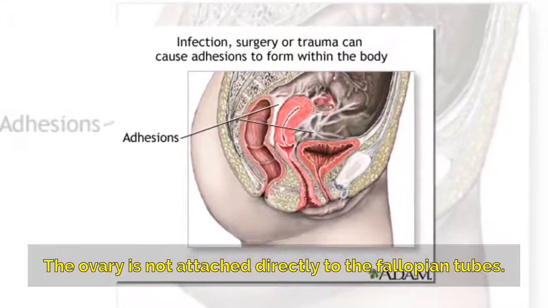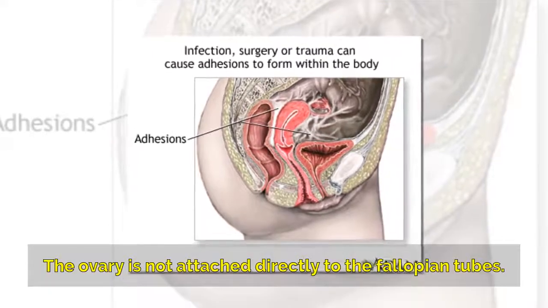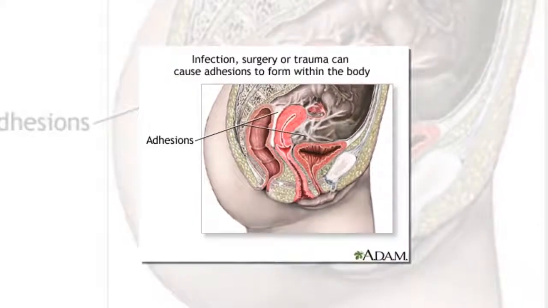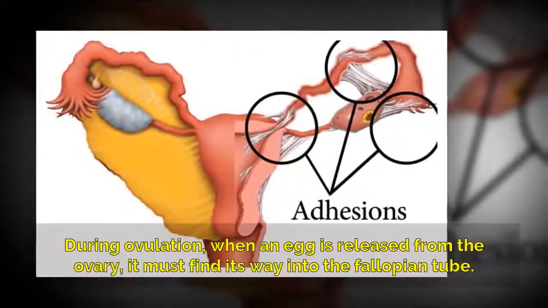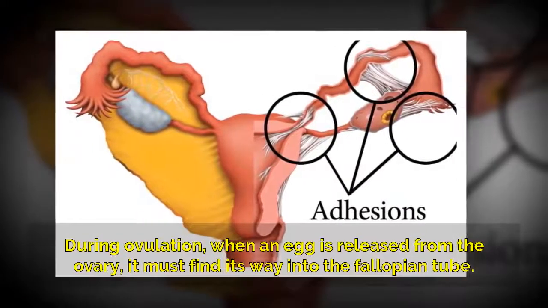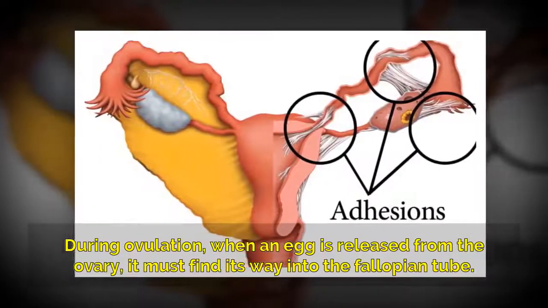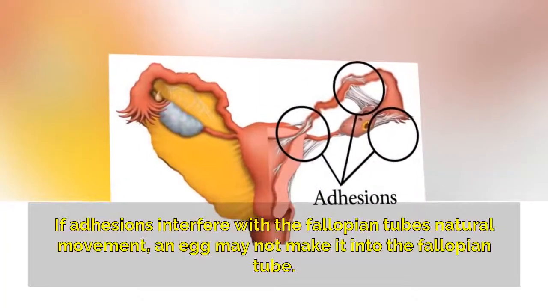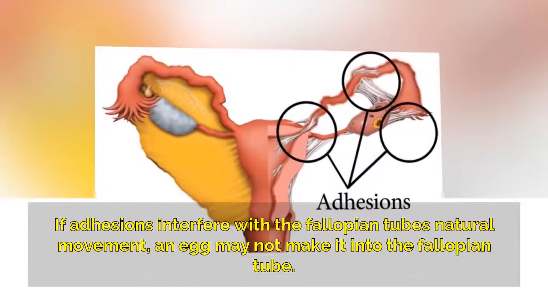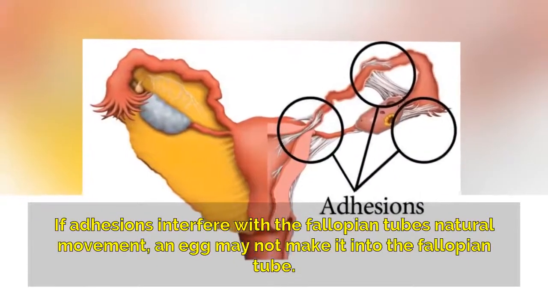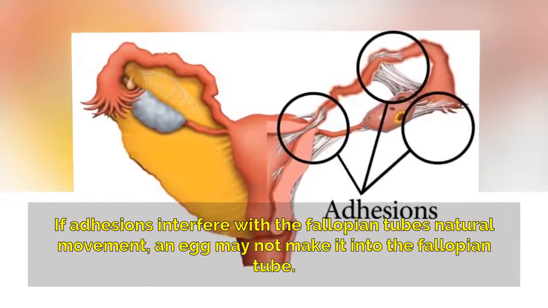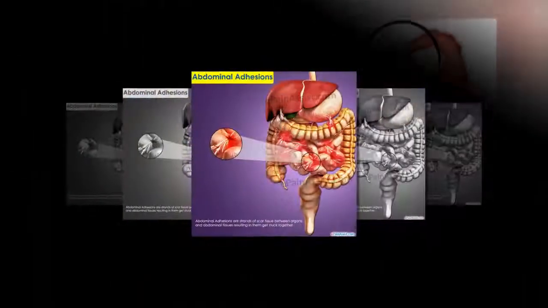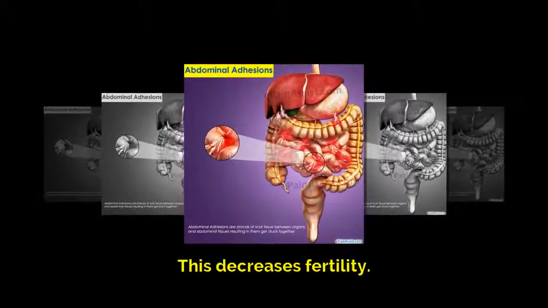The ovary is not attached directly to the fallopian tubes. During ovulation, when an egg is released from the ovary, it must find its way into the fallopian tube. If adhesions interfere with the fallopian tube's natural movement, an egg may not make it into the fallopian tube. This decreases fertility.